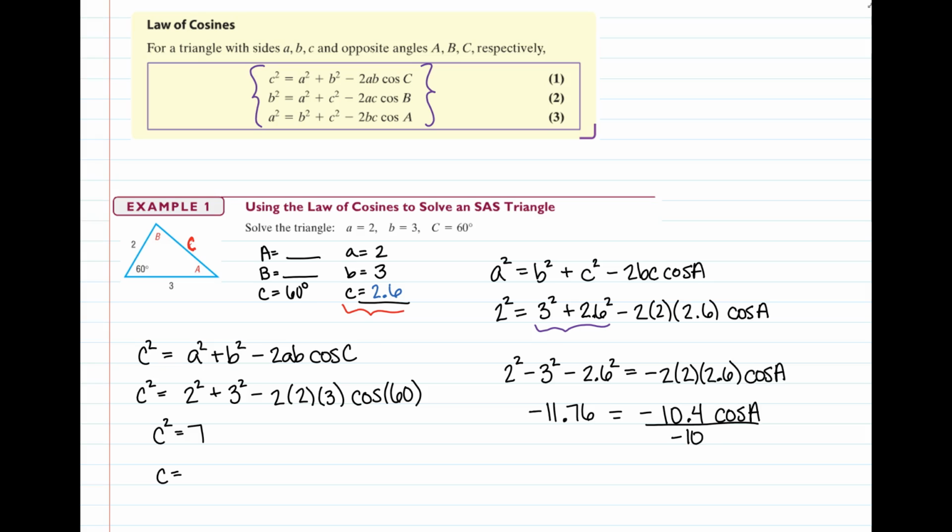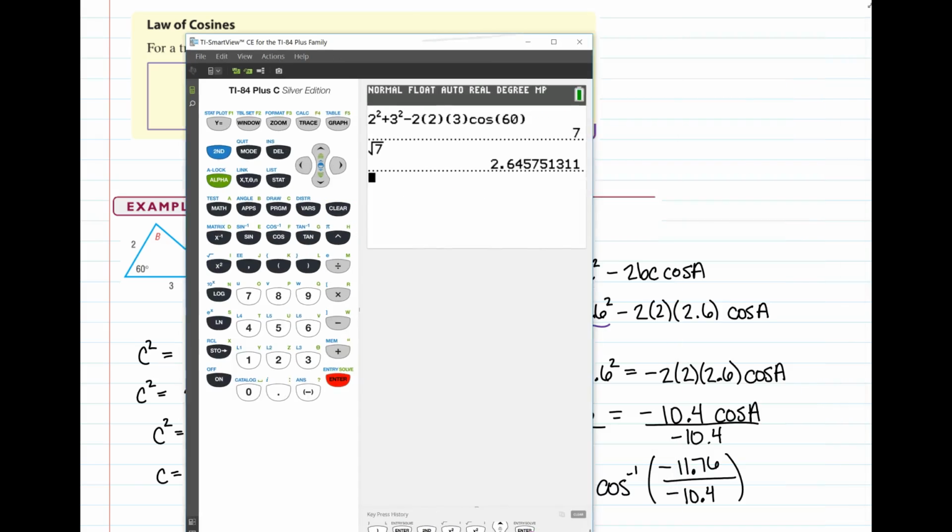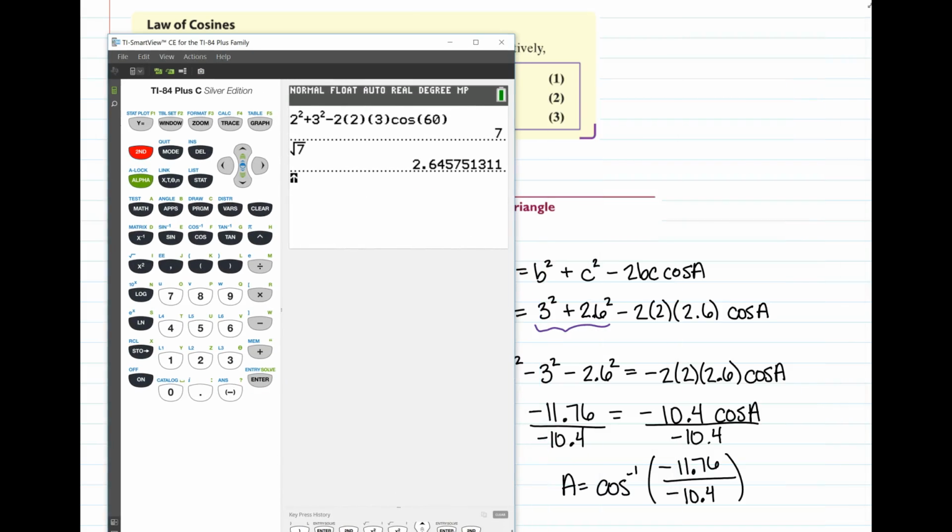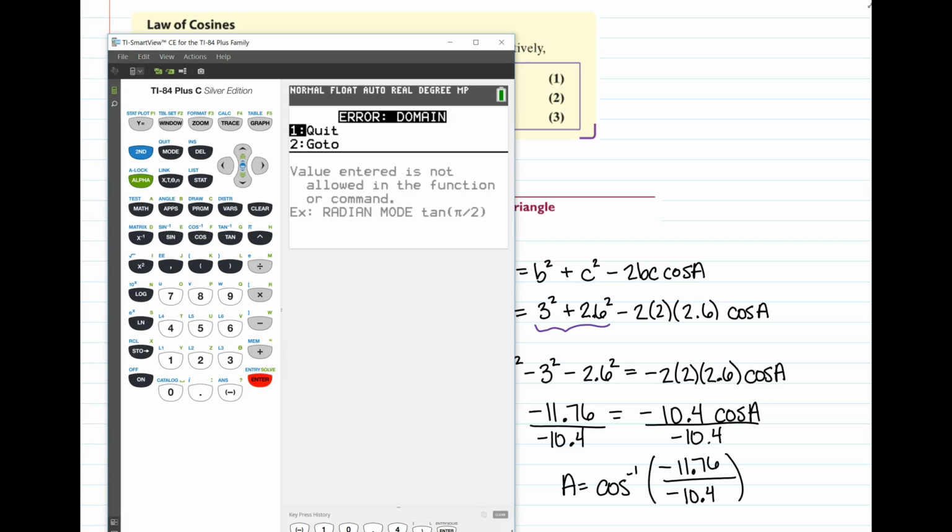So now I divide this from both sides, and angle A is going to be inverse cosine of negative 11.76 divided by negative 10.4. You could make that positive, of course. Okay, so just to remind you, in your calculator, that means you are going to do second cosine of negative 11.76 divided by negative 10.4. By the way, and some of you guys learned this on your quiz, but missing a minus sign makes a big, big, big difference, okay? So you have to be really, really careful.